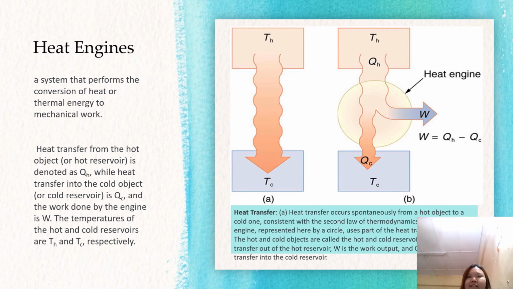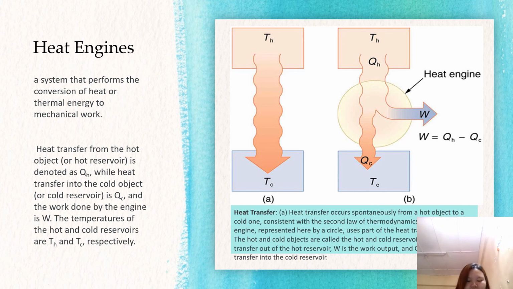Like what I mentioned just now, the second law of thermodynamics is applied to heat engines, which are systems that perform the conversion of heat or thermal energy to mechanical work. The heat transfer from the hot object, or hot reservoir, is denoted as QH, while heat transfer into the cold object or cold reservoir is QC. And the work done by the engine is W. The temperatures of the hot and cold reservoirs are TH and TC respectively. So let's take a look at the picture here.